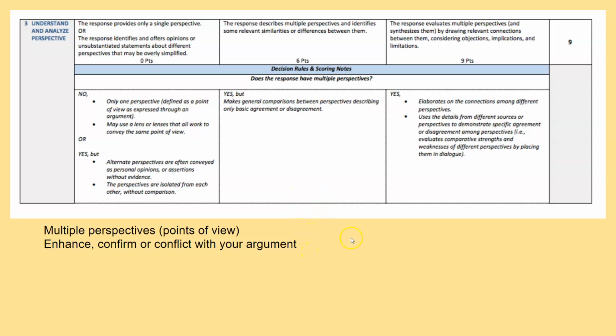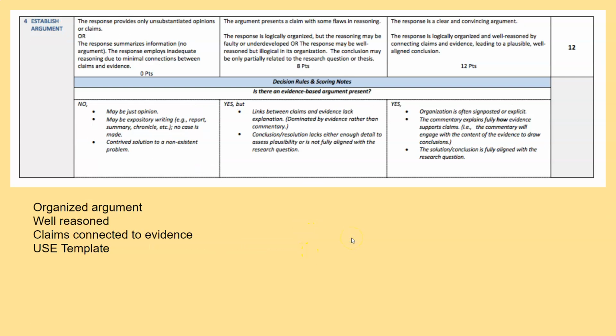Good. So let's move on to rubric row 4. Establishing argument. As you can see, this is worth a lot of points, 12 points here. The response is a clear and convincing argument. The response is logically organized and well-reasoned by connecting claims and evidence, leading to a plausible, well-aligned conclusion. All right? Organization is often signposted or explicit. When we talk about signposting, we're talking about subtitles. So if you can, subtitle sections of your paper to follow your argument. The commentary explains fully how evidence supports claims.